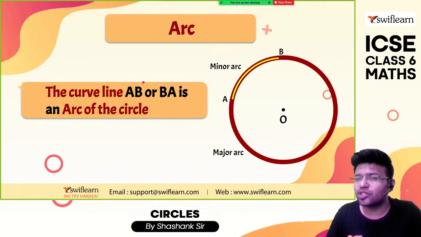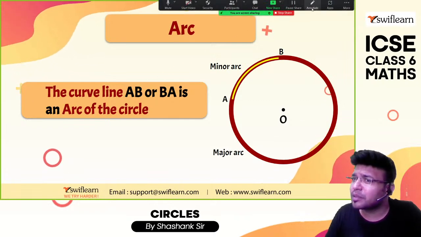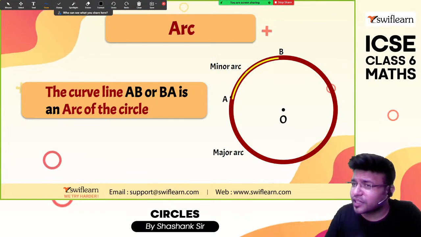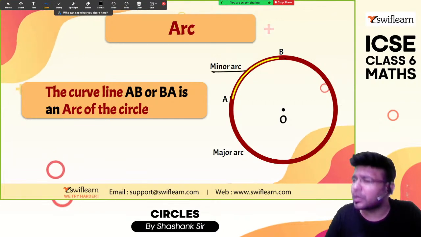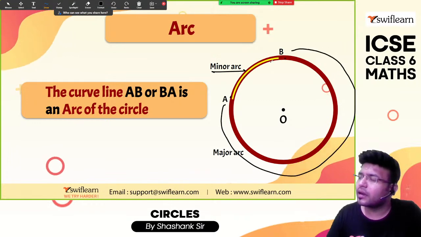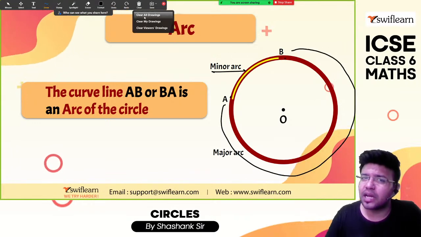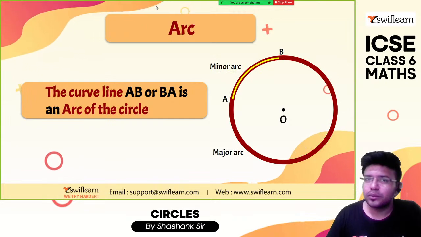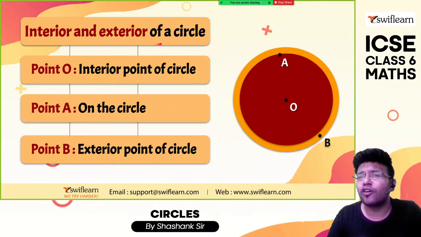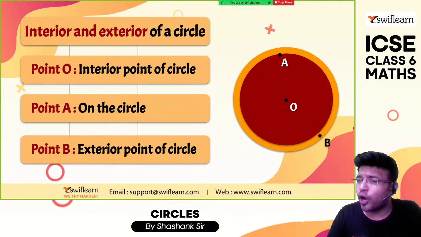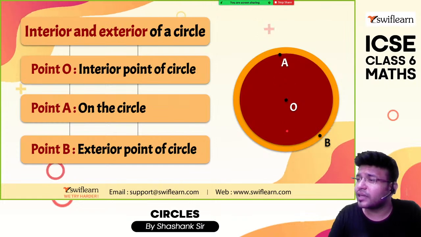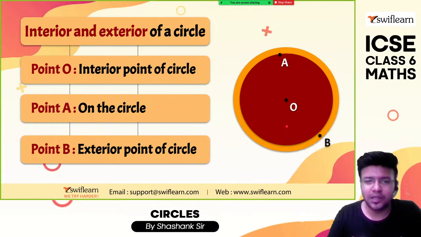So yes, what is an arc? Arc is a part of the circumference. If it is the small arc, it is called the minor arc, and the remaining part is called the major arc. Now, interior and exterior of a circle. Look, point O is inside the circle, so it is an interior point of the circle.